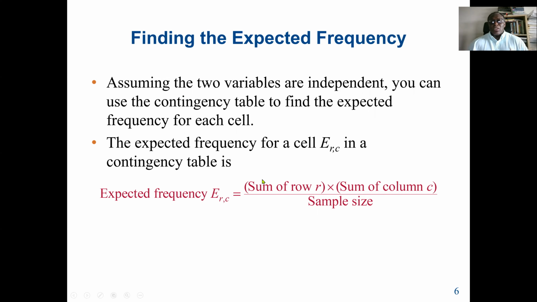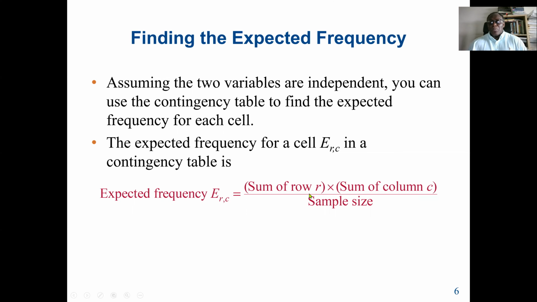To find the expected frequency for a cell, we say cell RC. If it's the first row, first column, then we say E11. Second row, third column will be E23. So to find the expected frequency for cell ERC in a contingency table, this is our formula: we multiply the sum of the row, which means we add all the values on the row, times the sum of the column. Then we divide by the sample size, which is the total number of companies.